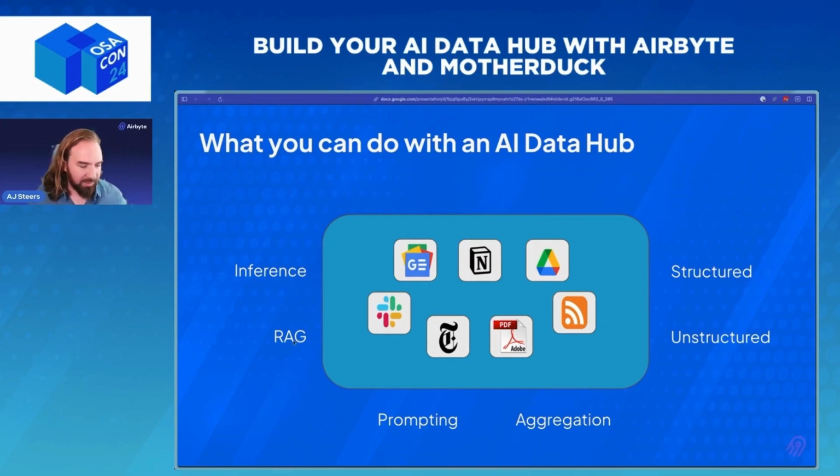RAG, Retrieval Augmented Generation. If you're new to RAG, the short way to think about that is just long-term memory, but specifically focused on taking large numbers of documents and making them findable quickly for an AI to use as context. As I mentioned, not just structured, but also unstructured data. And we're going to talk about prompting and aggregation as a key part of what you need to get out of your data hub.